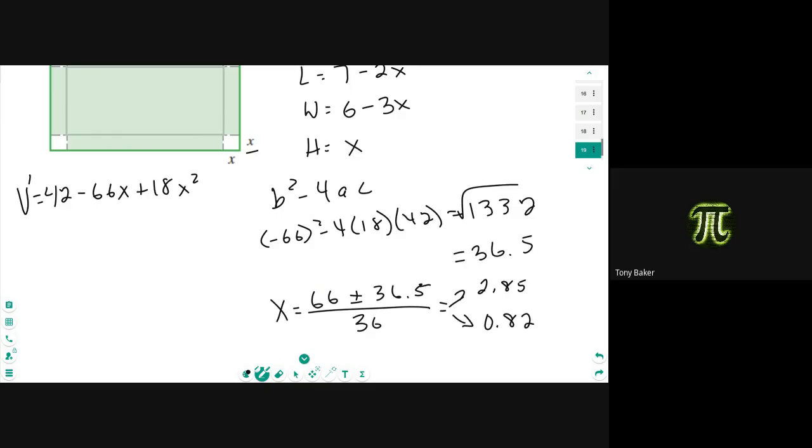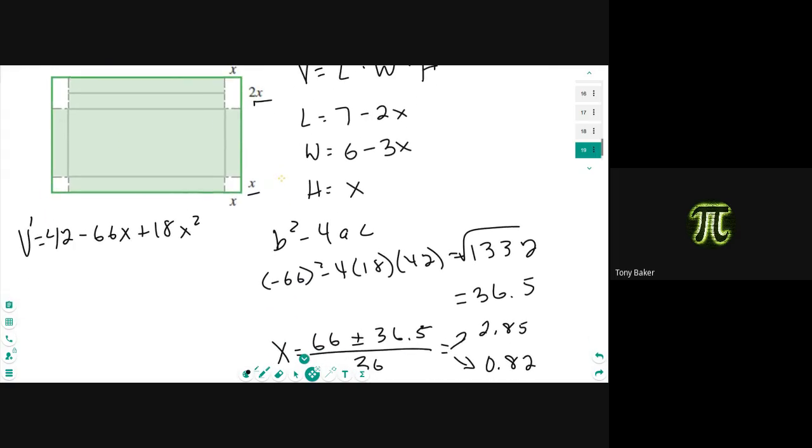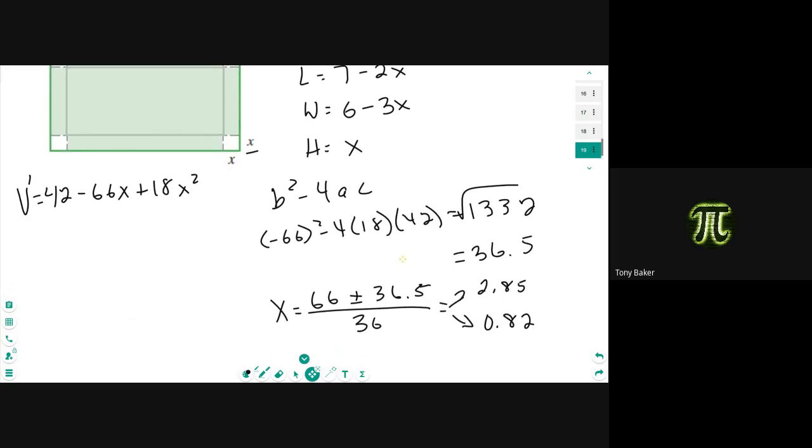So then if we look at the two values, if I plug 2.85 into the second one, the width, it's going to be negative. And if I actually plug it into the length, it's going to be negative. So 2.85 would not work. So the only one that will work is 0.82.